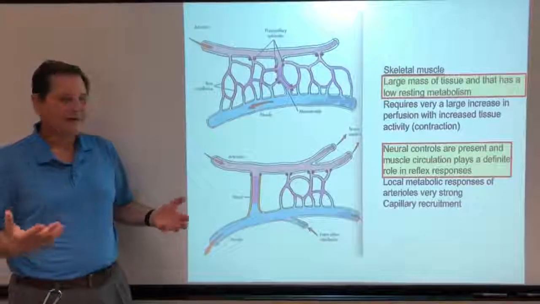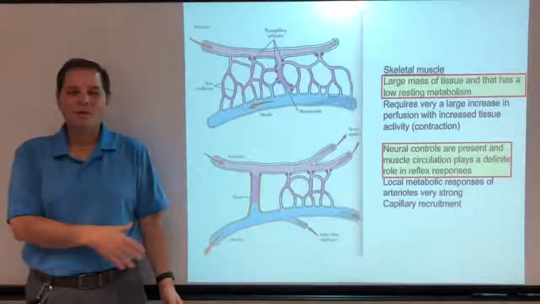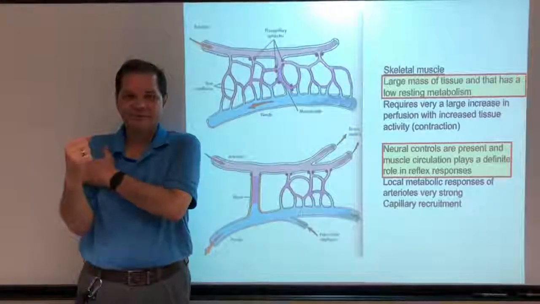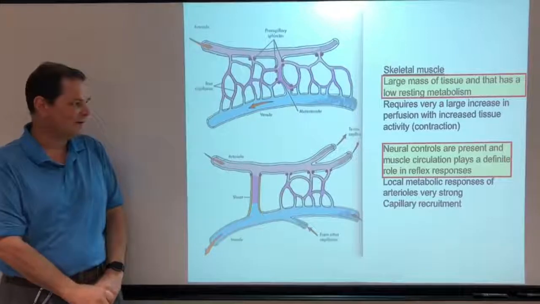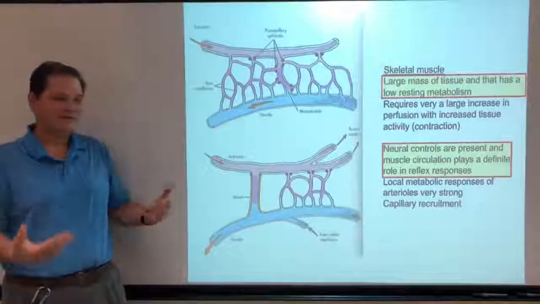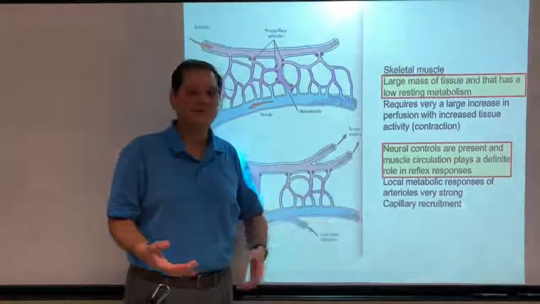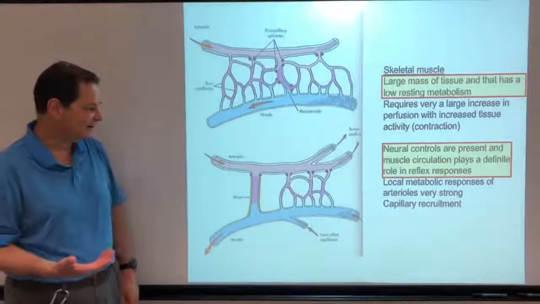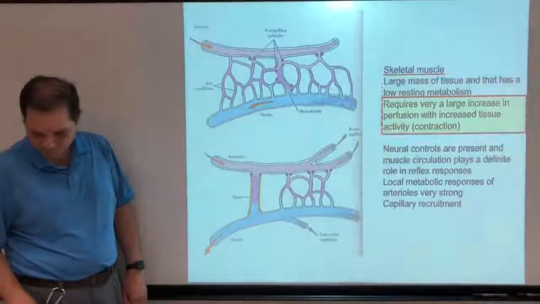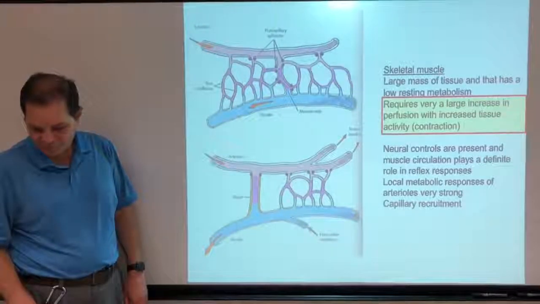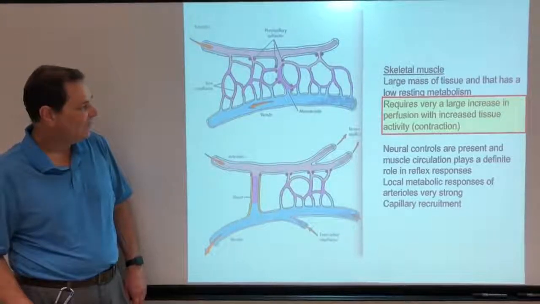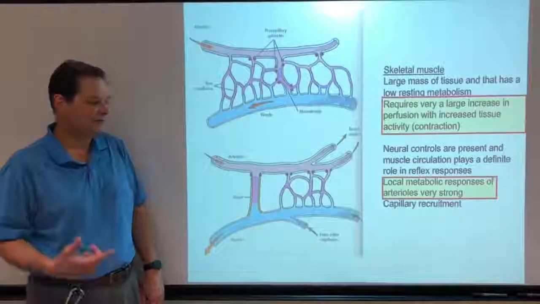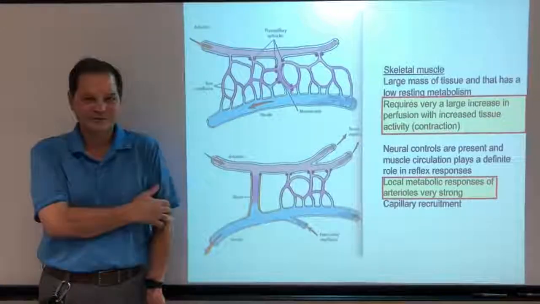And that really helps with the reflex response because it shunts blood away from skeletal muscle and into organs which might need it, or skeletal muscle, active skeletal muscle that might need it when I'm exercising. So skeletal muscle does participate in the baroreflex, but you only get constriction in resting muscle or a muscle where you're not really exercising it or you haven't increased the metabolic rate, okay? It requires a large increase in perfusion with increased tissue activity, skeletal muscle contraction, and it does that through local metabolic responses, which are very strong. So I get dilation here when I'm exercising, not here.